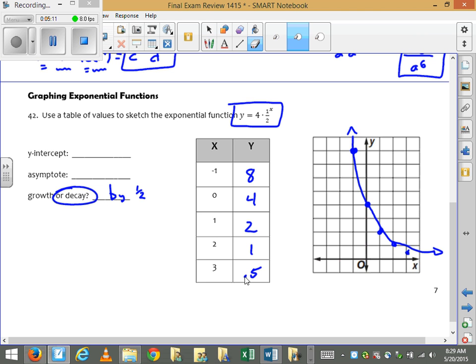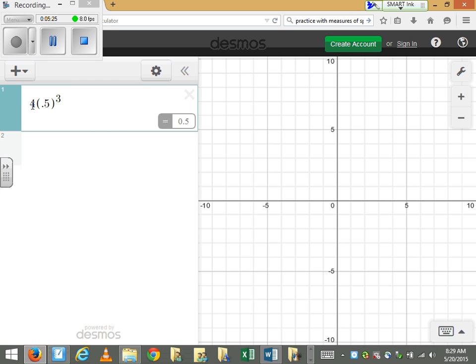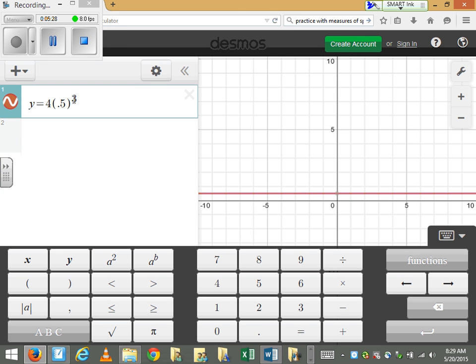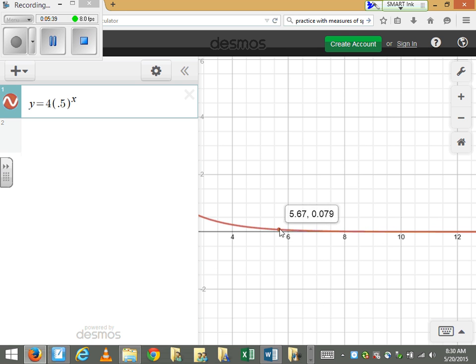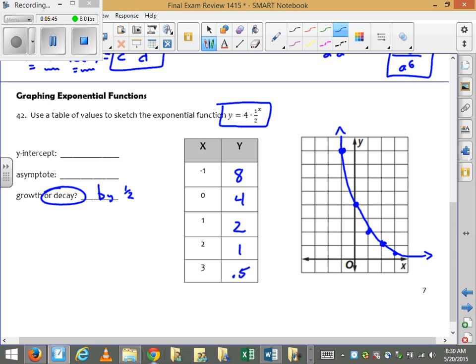So the asymptote, remember, what line will this get really, really close to? Let me go back in here and clean this up just a little bit. Using Desmos could be really, really helpful. So y equals, and then we'll put x in here. If we look at that graph, it looks like it's going to get really, really close to the x-axis. Remember, we did this in class. If we zoom in, zoom in, zoom in, it's getting closer and closer to the x-axis, but it never actually crosses it. So the asymptote here is the x-axis, which is also written as y equals 0.